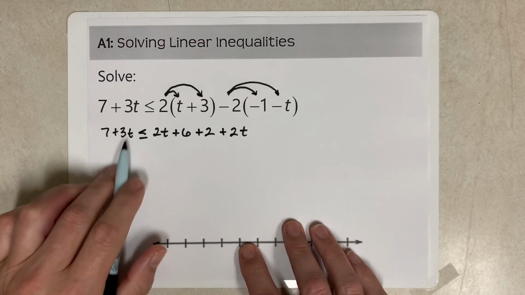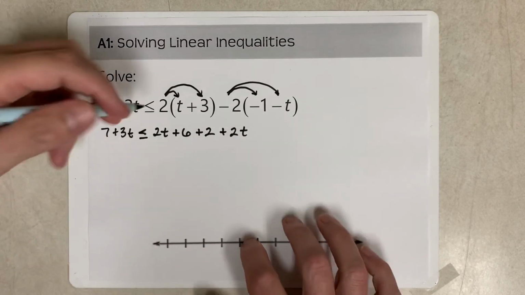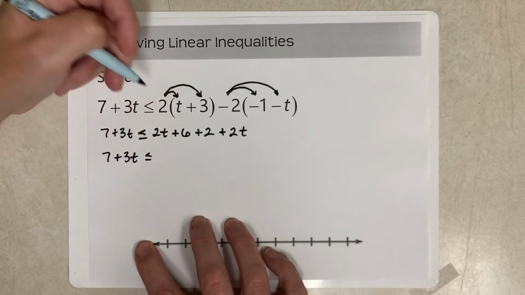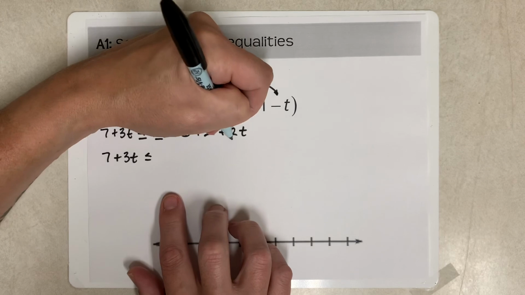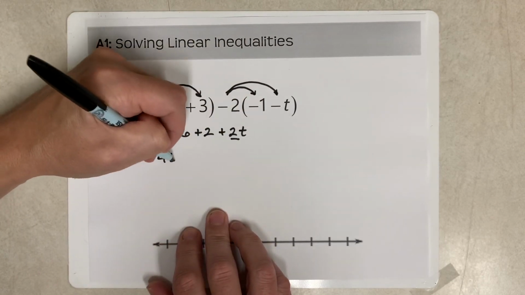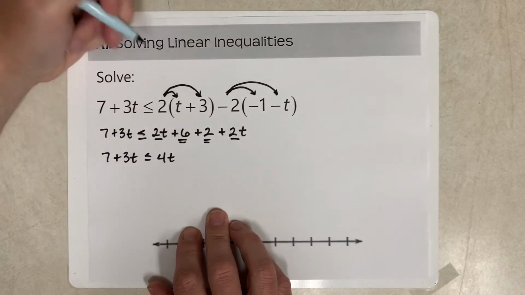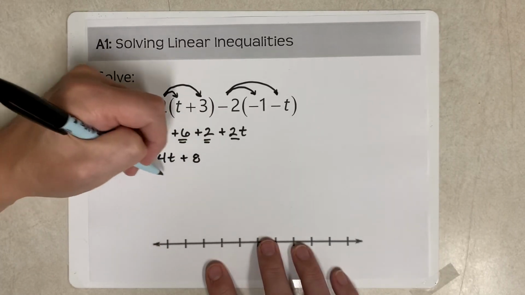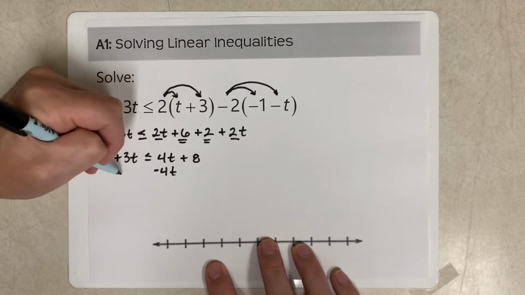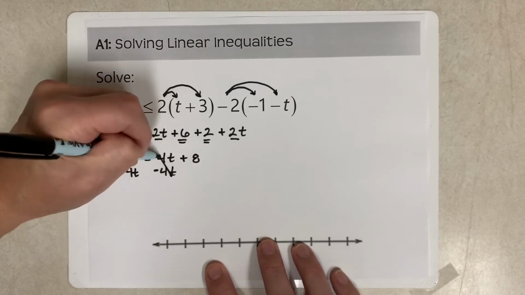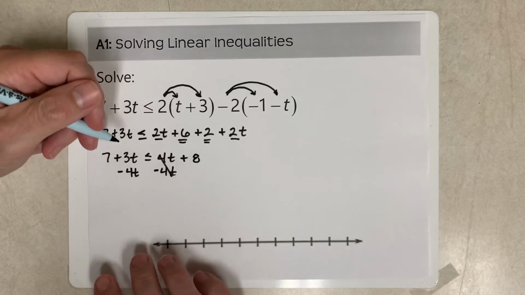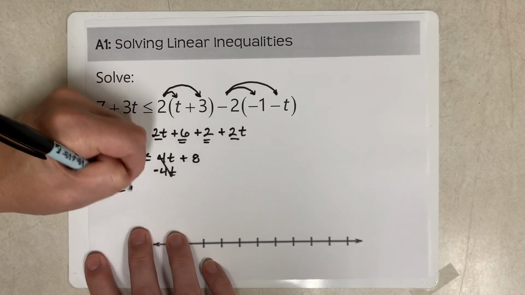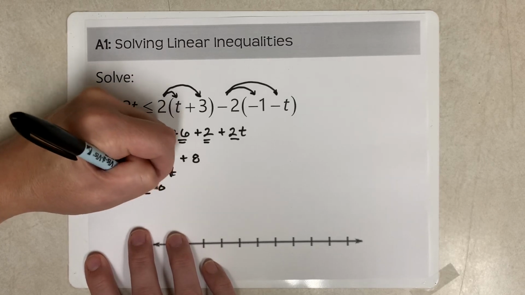This side, we can't do anything with it, but we can clean this side up probably a lot. So 7 plus 3t less than or equal to, I got a 2t and another 2t, so that would be 4t. I've got a 6 and a 2, that makes 8. All right, so now I'm going to go ahead and subtract 4t on both sides. Because remember, with inequalities, I really want my variable to be on the left. It's going to have to be at the end anyway. So I have 7 minus 1t less than or equal to 8.